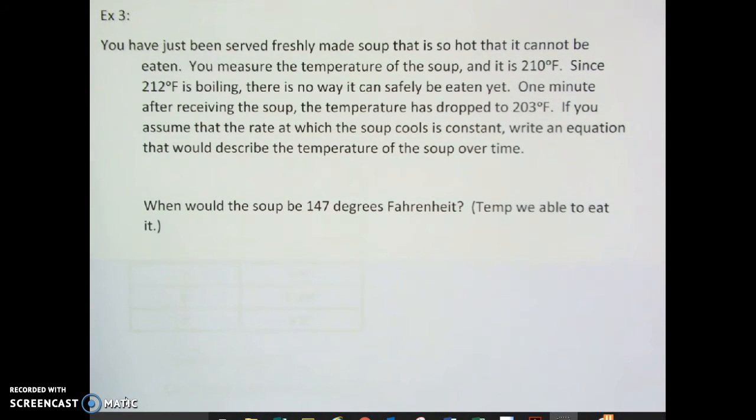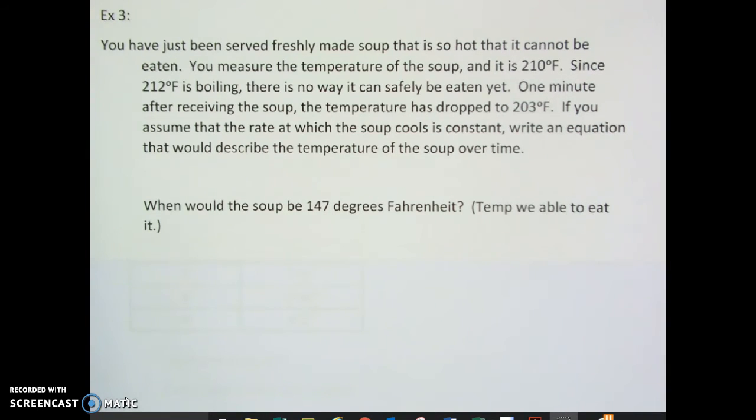Example 3, you have been served freshly made soup that is so hot it cannot be eaten. You measure the temperature of the soup and it's 210 degrees Fahrenheit. Since 212 is boiling, there is no way it can be safely eaten. 1 minute after receiving the soup, the temperature has dropped to 203 degrees. If you assume the rate at which the soup cools is constant, write an equation that would describe the temperature of the soup over time. And when would the soup be 147 degrees, which would be cooled down enough for us to eat?